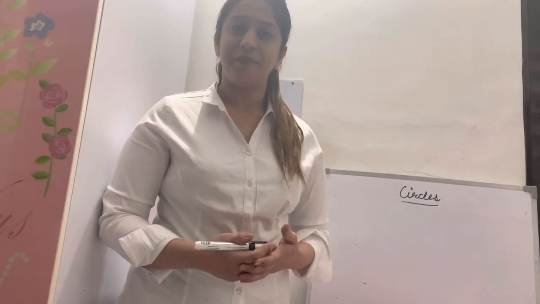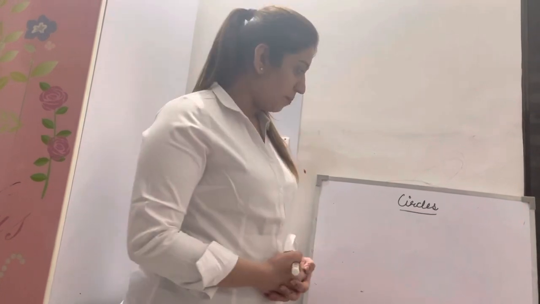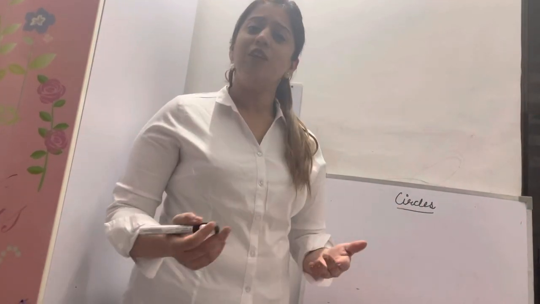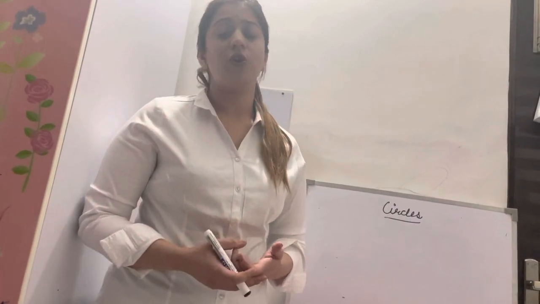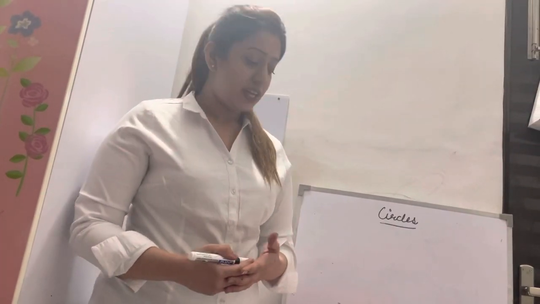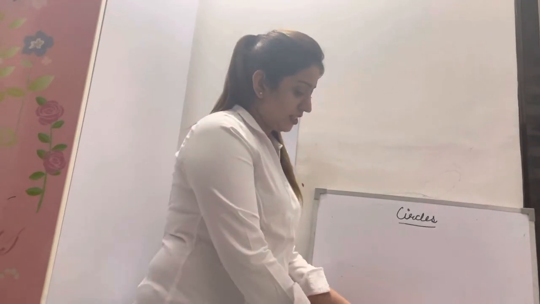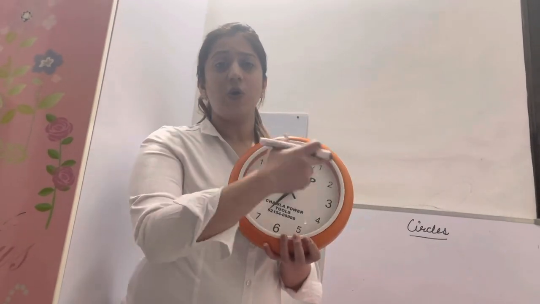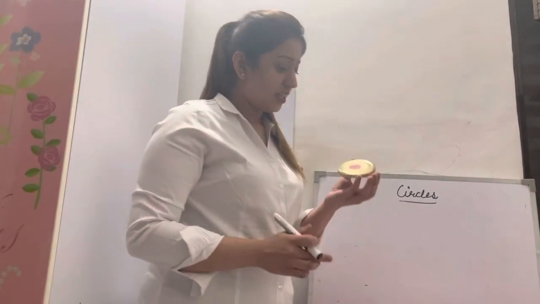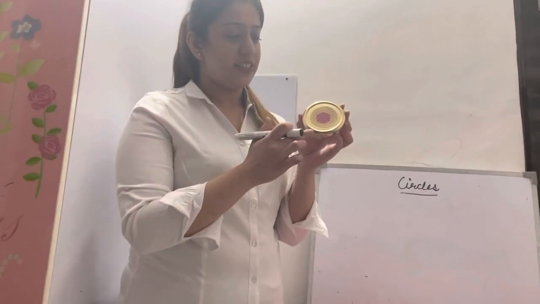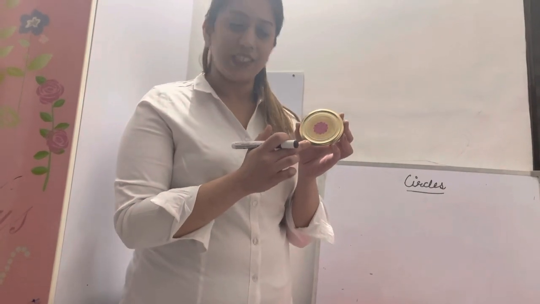My name is Sona. Today I'm going to tell you about the topic circles. You all might be familiar with circles. You might also have come across various round objects in your daily life. As I can show you, can you see the clock is also round in shape, which means it's a circle. Just like this, you can see this is a lid which is also round in shape and a circle.